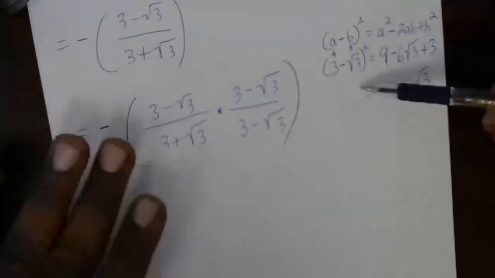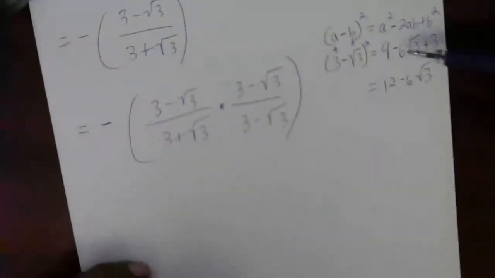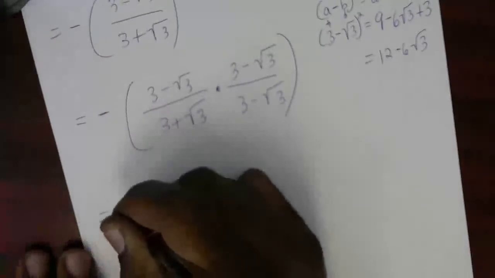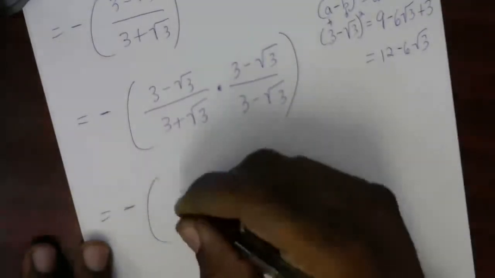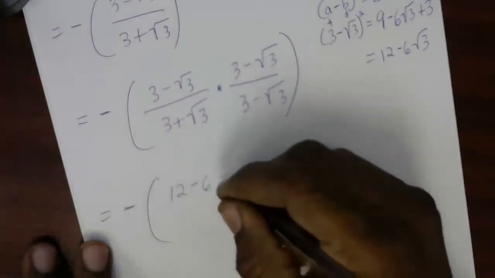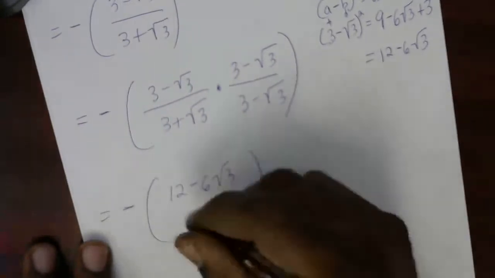Now I'm going to bypass foiling that out, and I'm just going to use this formula. So we still have our negative, and in the numerator we have 12 minus 6 times the square root of 3.